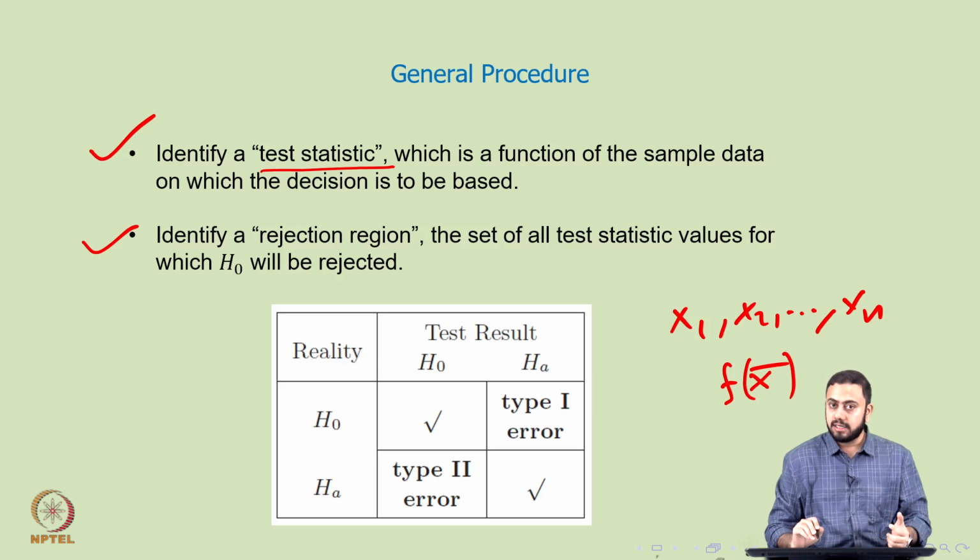Now what do you mean by rejection region? Again, as the name suggests, rejection region is nothing but the set of all test statistic values where my null hypothesis will be rejected. Okay. So again, rejection region is the set of all possible test statistic values for which my null hypothesis H naught will be rejected.